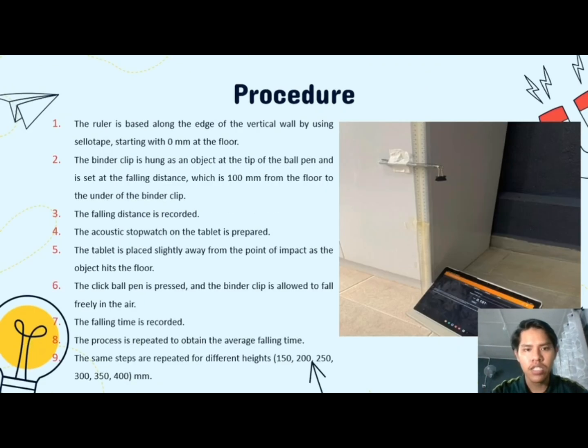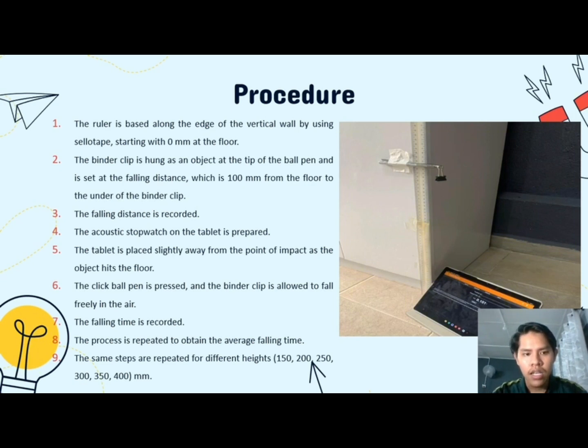For the procedure, the ruler is placed along the edge of the vertical wall by using the sellotape, starting with 0 mm at the floor. Second, the binder clip is hung as an object at the tip of the ball pen and is set at the falling distance, which is 100 mm from the floor to the bottom of the binder clip. Number three, the falling distance is recorded. Number four, the acoustic stopwatch on the tablet is prepared. Number five, the tablet is placed slightly away from the point of impact where the object hits the floor.